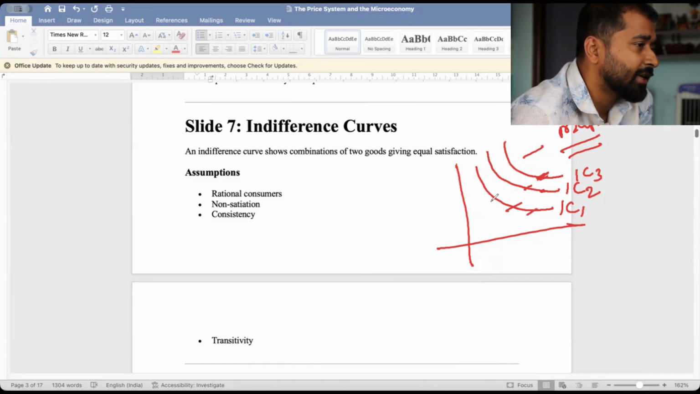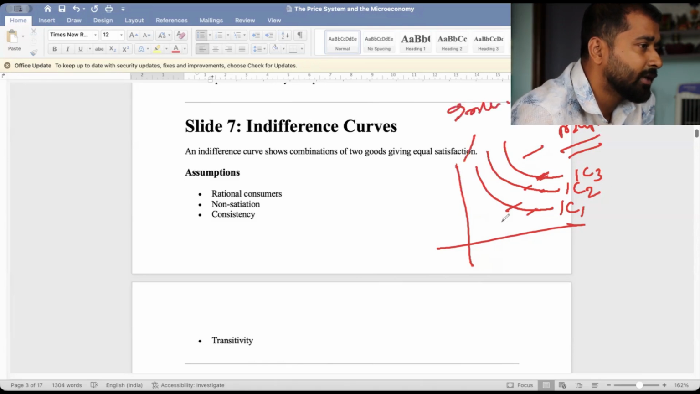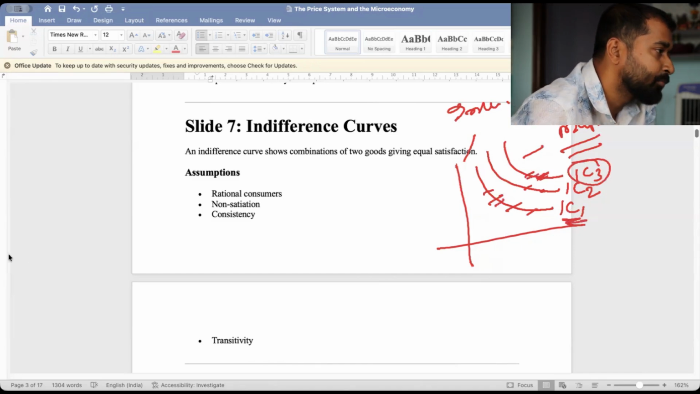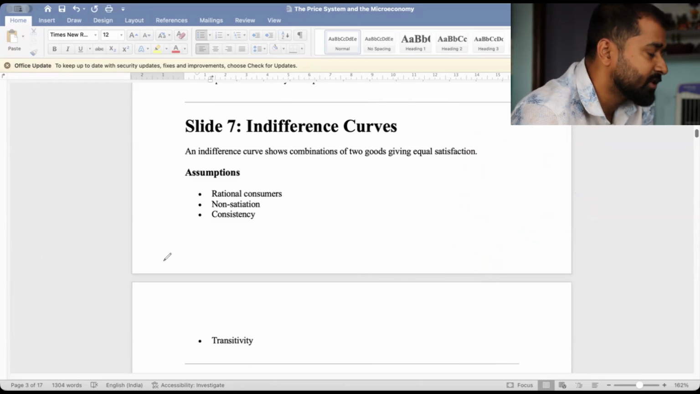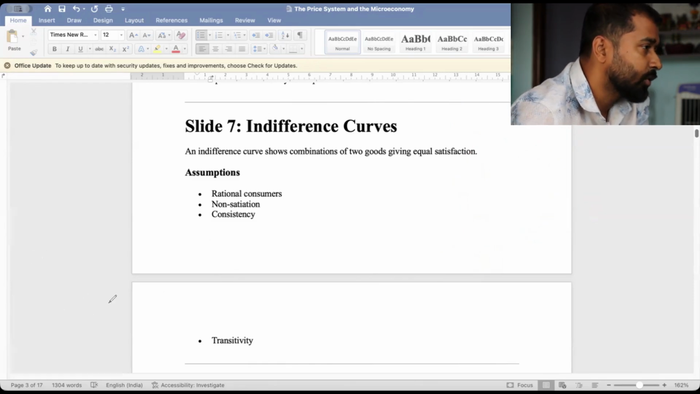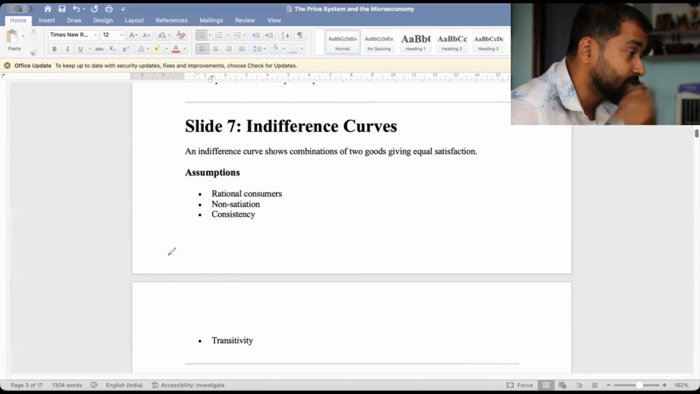And in this also, if you are talking about income, people with a low level of income can reach only IC1, and people with the highest level of income can reach IC3, because with more income, purchasing power is more, and satisfaction is more, right? So these are the situations here.